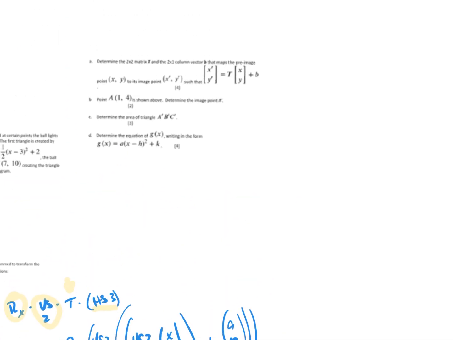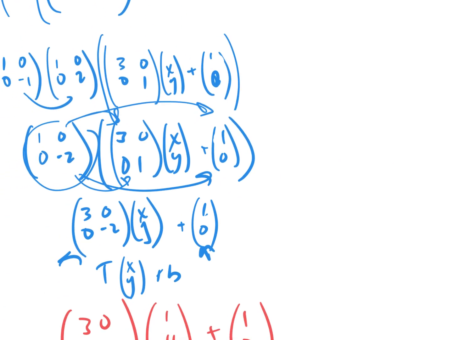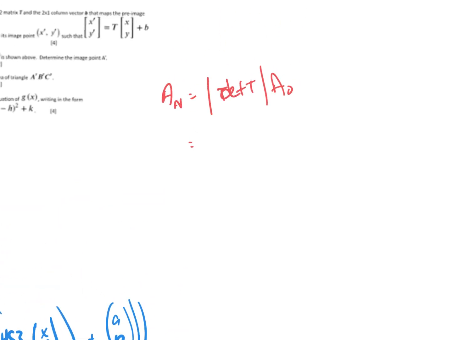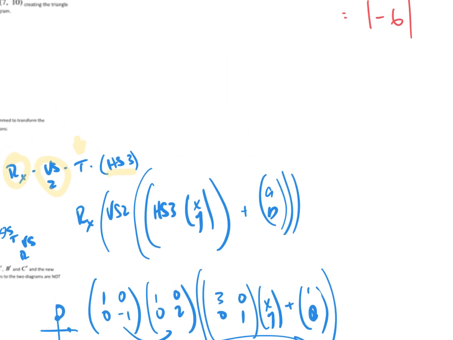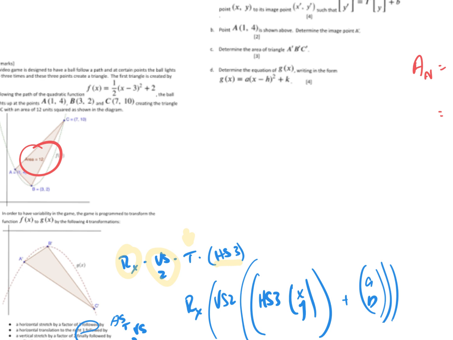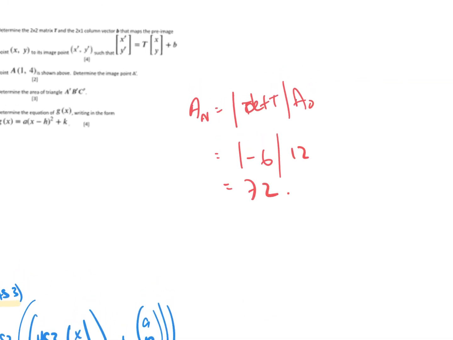The next question is asking us about the area of A prime, B prime, C prime. Well, if you think about the area, the formula that we need to think about is the area of the new is equal to the absolute value of the determinant of the transformation matrix times the area of the original. When I think about my transformation matrix, the translation has no effect on the area, so I'm only going to deal with this matrix here. And so I know the new one, when I take a look at that determinant, is going to be negative 6, when I take 3 times negative 2 minus 0. And the original area, we're told the area is 12. So the absolute value of negative 6 times 12 will give me the new area of 72.